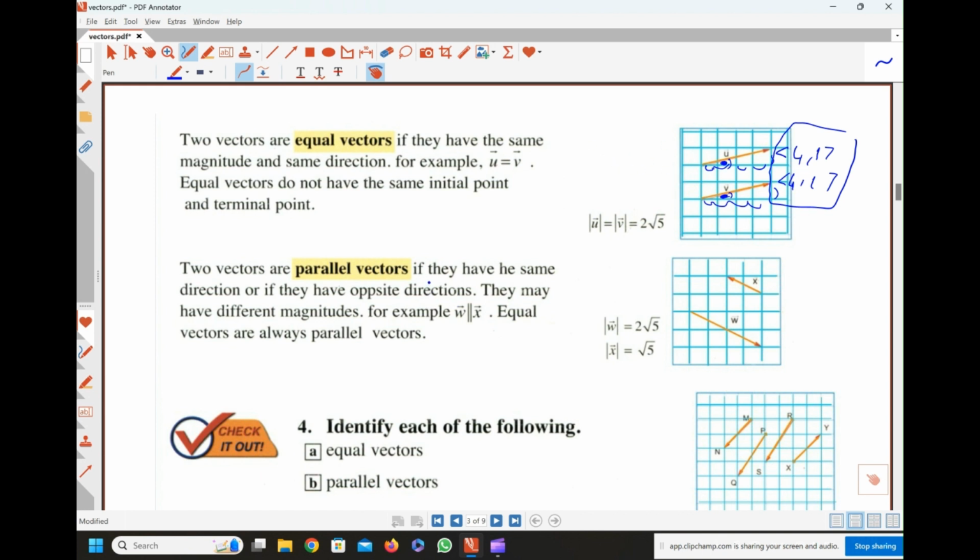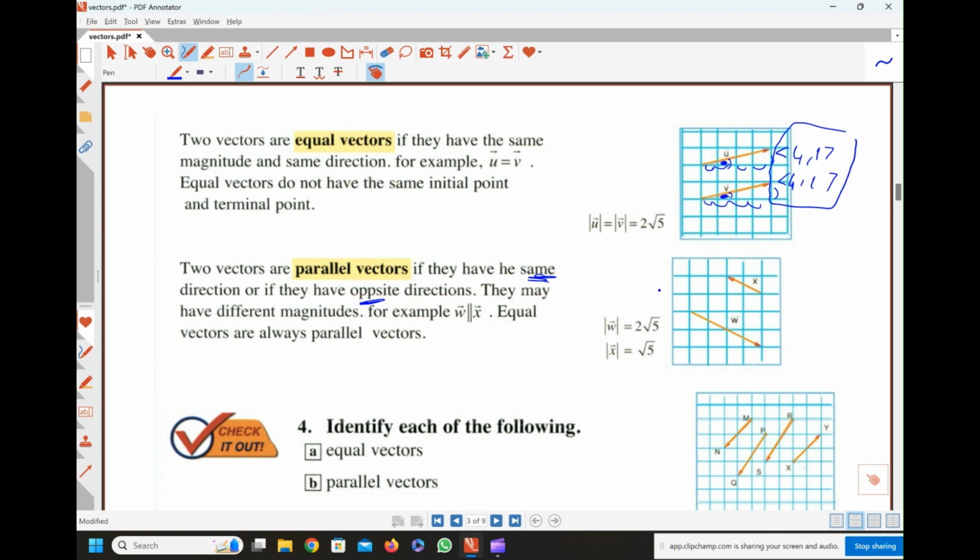To get parallel vectors, you should have either the same direction or the opposite direction. You don't have to have both of them pointing in the same direction. You should have either same or opposite. About the magnitude, it is not necessarily saying anything about the magnitude. It doesn't matter what the magnitudes are. One can be less than the other, one can be greater than the other. What matters is having the same or opposite directions.